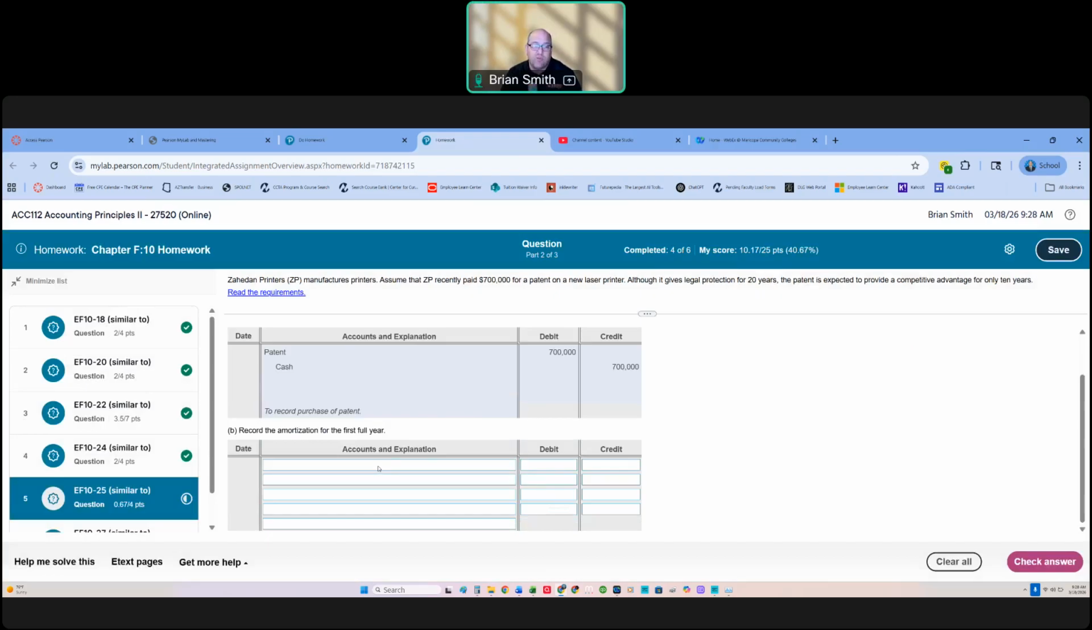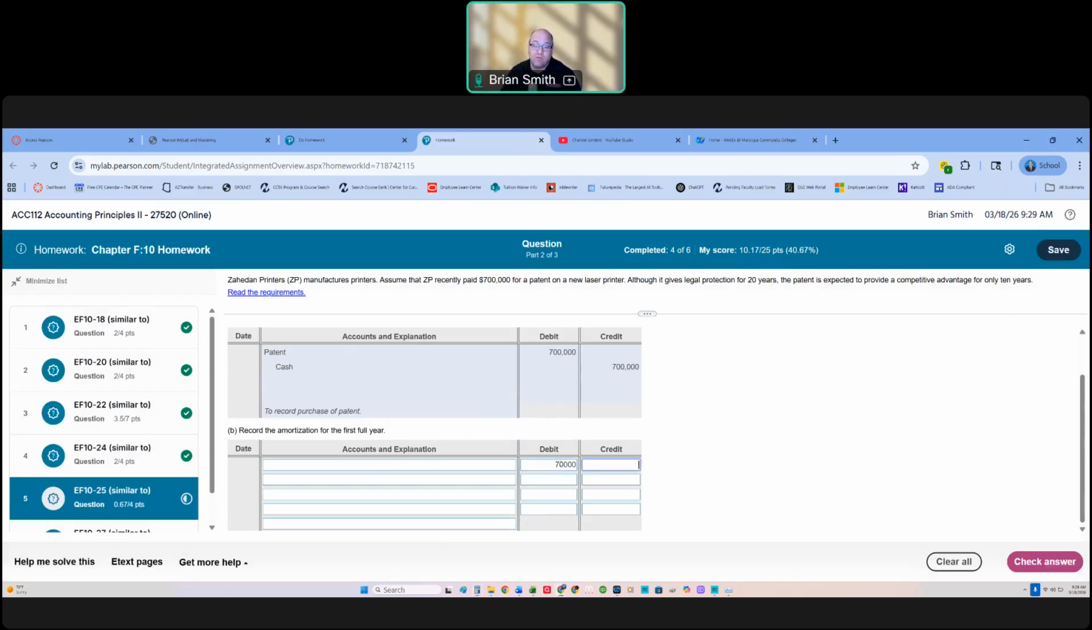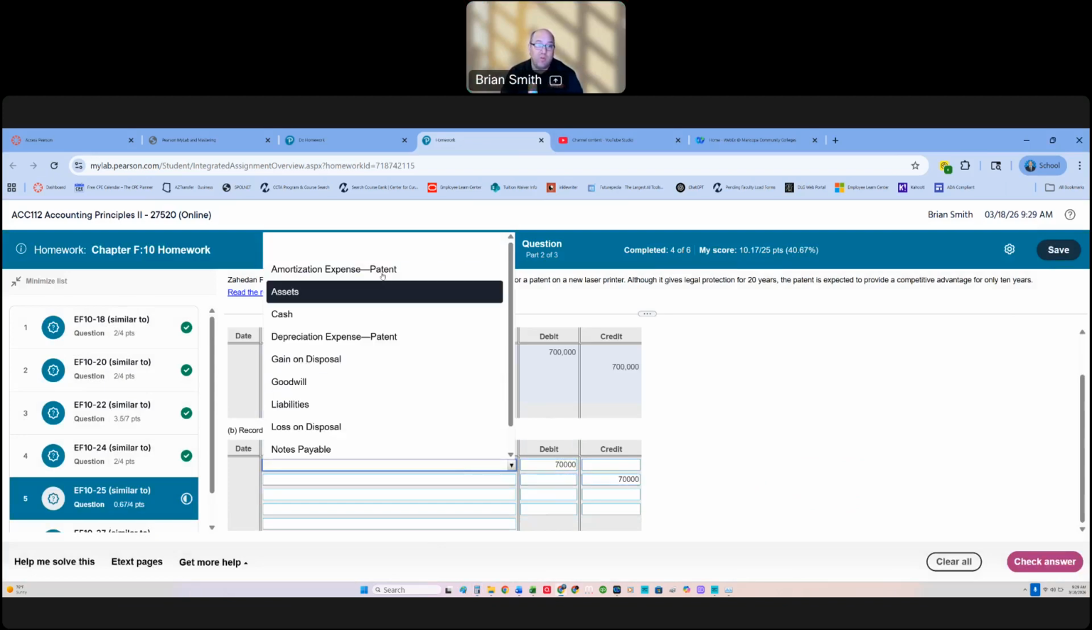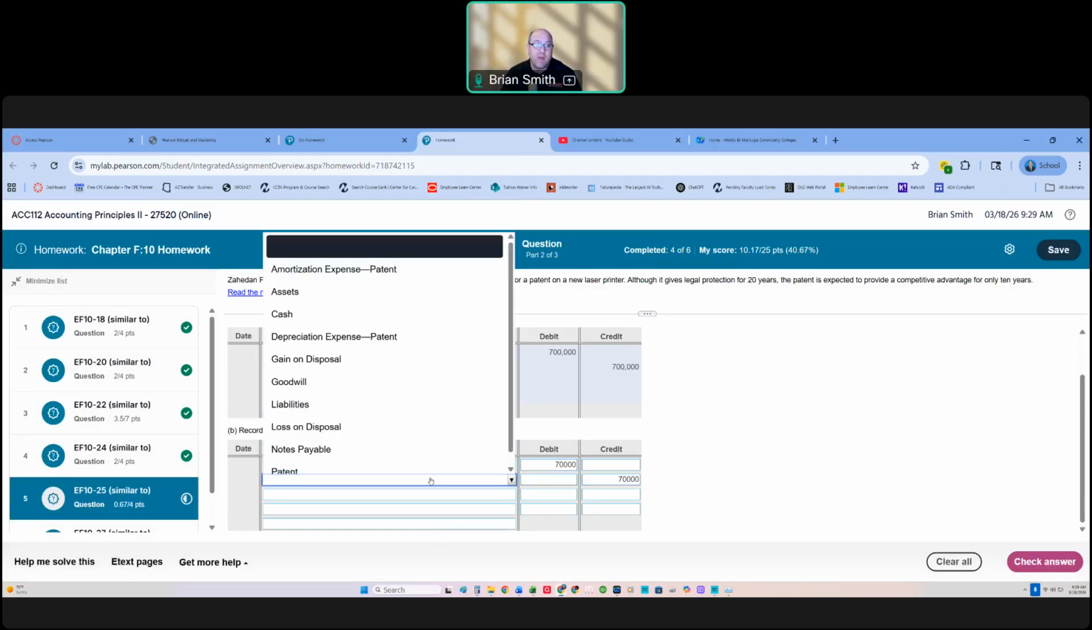Record the amortization for the first full year. All right, so we're just going to take that 700,000, divide it by 10. And that should be 70,000 because it's 10 years. And that's going to be amortization expense for the patent.